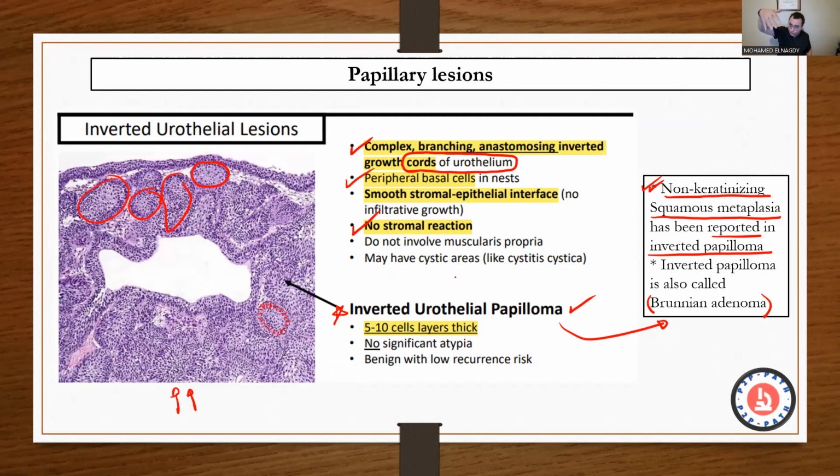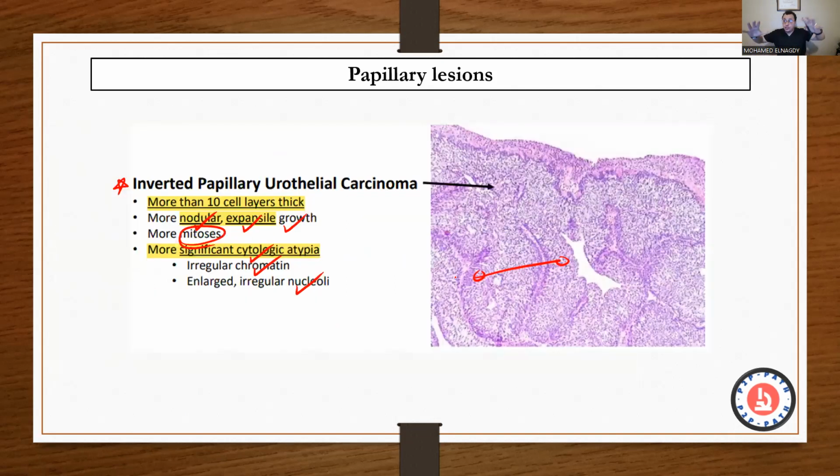Inverted fingers, inverted urothelial lesion, inverted urothelial papilloma. If there is no loss of polarity, you still see crowded nests, but they are still separate nests. No stroma reaction, low-grade cytology. With high-grade cytology, expansile growth, and all of them merged together forming this expansile growth mass with a very thick count of cell layers, more than 10 cell layer thickness, and you see some stroma reaction in the surrounding and high-grade cytology features, you're dealing with inverted papillary urothelial carcinoma.